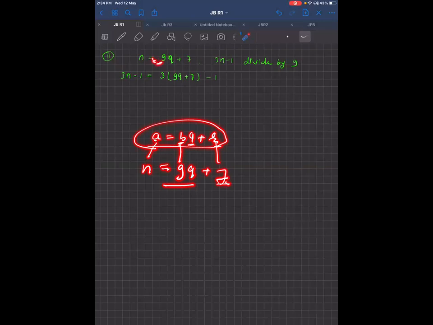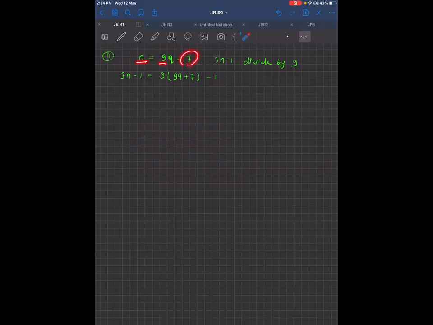This is the divisor and remainder now. If I write n in this way, then you can say that when n is divided by 9, the remainder will be 7. Only these things you can identify: this is the number, this is the divisor, and this is the remainder. I'm just using a equal to bq plus r. b is 9, r is given as 7, q is not given so I wrote q, and the number is given as n.